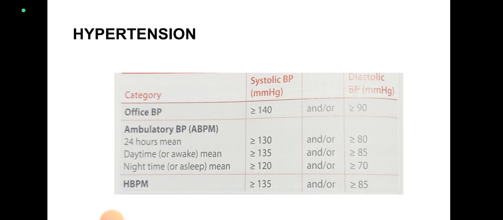Home blood pressure monitoring is done with validated electronic upper arm cuff device in the sitting position. It should be more than 135 for systolic BP and more than 85 for diastolic BP. As you can see here, office BP is usually more than ambulatory and home blood pressure monitoring. It is because of the white coat hypertension and is a result of anxiety upon visiting a physician or hospital.